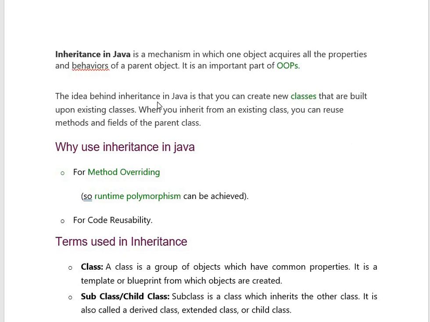The idea behind inheritance in Java is that you can create new classes that are built upon existing classes. When you inherit from an existing class, you can reuse the methods and fields of the parent class. There are 2 points why we are using inheritance: for method overriding, so that runtime polymorphism can be achieved, and for code reusability.